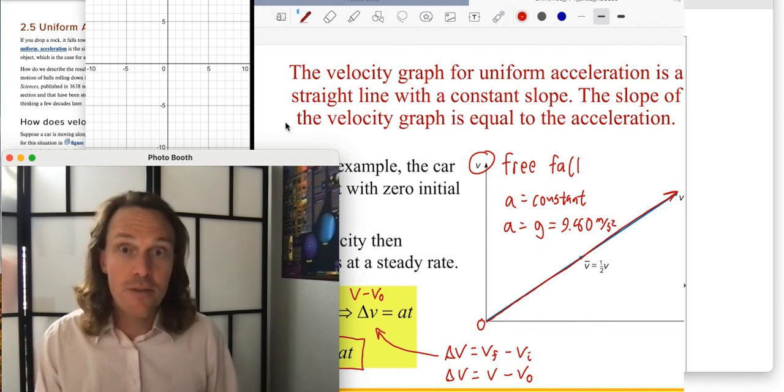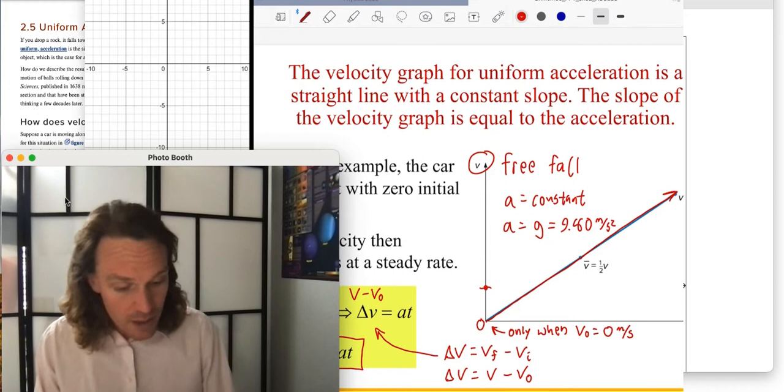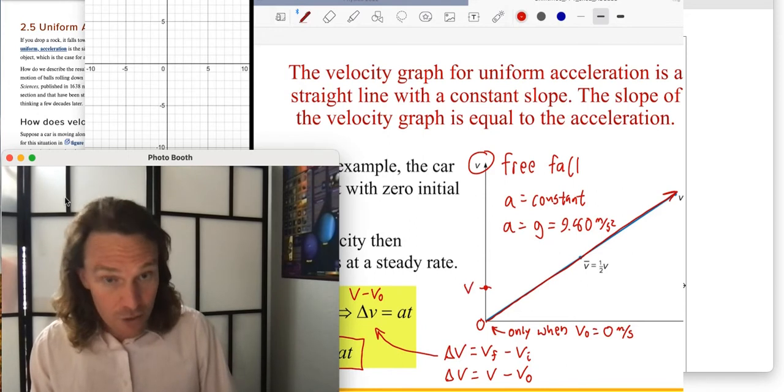Okay, I'm covering up part of it. When V naught is equal to 0, okay, so this is only true when the initial velocity is equal to 0 meters per second. Because otherwise, the intersection with the vertical axis would be at some other value, because after all, V naught corresponds to t equals 0, so you have some other value of initial velocity.